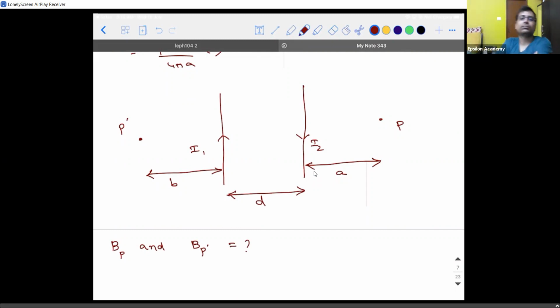Clear, guys? I'll give you 1 minute. Try it out. You know the formula. The only thing you need to do is take the proper direction into consideration and add them vectorially because they are vectors. Do it fast. Let's see how much you have understood.